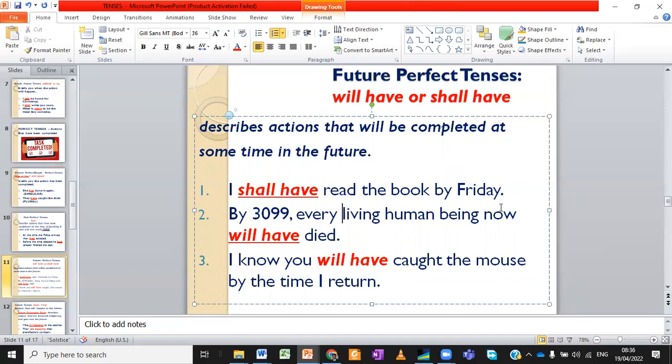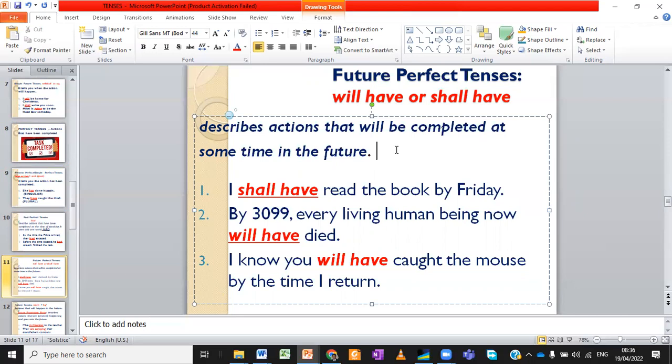Yes, sir. Now, can you explain that sentence to me? I shall have read the book by Friday, using this definition, describing an action that will be completed at some time in the future. The sentence basically says that the person would have read that book by Friday. Okay, hold on.